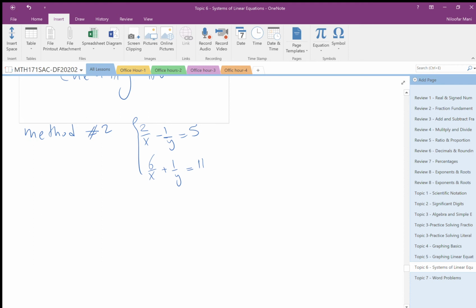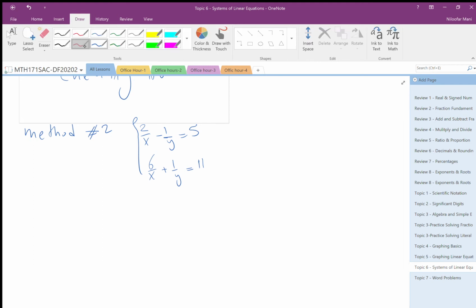Okay, so method number two, of course, when you do method number one, you found the answer, but I like to have exercise for your brain. So I really like to challenge your brain. I want you to think. So here you can say 1 over x is t and 1 over y is w. Okay, so maybe I just write it on the next line. So it's 2t minus w is 5 and 6t plus w is 11.